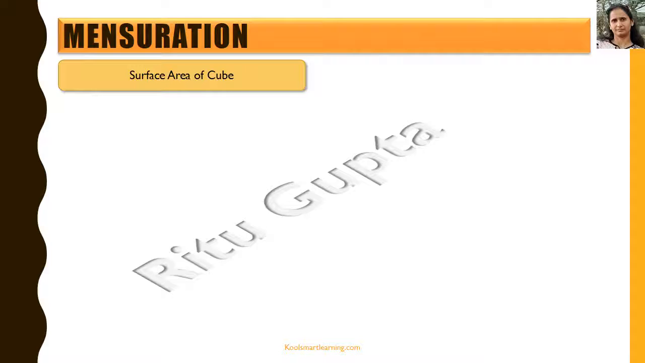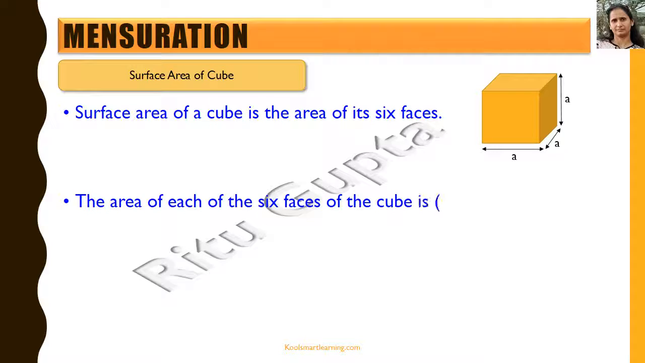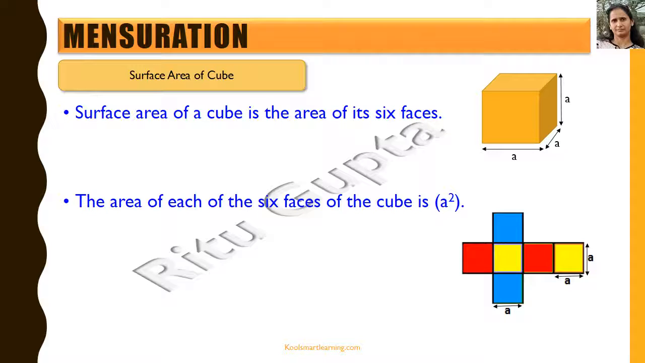Now let's look at the surface area of a cube. Cube is a special case of cuboid with all 3 sides being equal. So let's take a cube of side A. If we find the area of its 6 faces and add them together, that will be the surface area of the cube. The area of each face of the cube is A square, because if we open the cube, we see all the 6 faces are equal and each of dimension A by A. So the area of each of the 6 faces is A square, and the surface area of a cube will become 6A square.